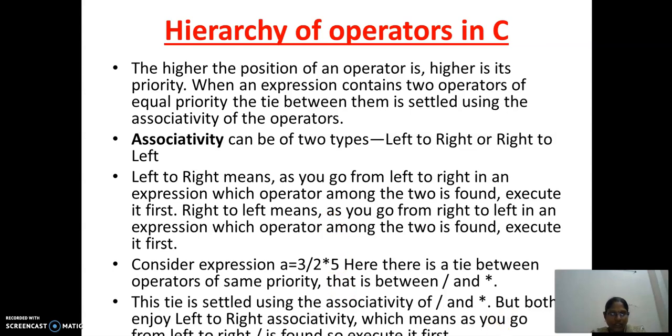See here, one expression I am having: 3 / 2 * 5. Divide and multiply have equal priority. Here there is a tie between the operators of the same priority, that is divide and multiply. Now you have to check the associativity. Here the associativity is left to right. That means you have to evaluate first the division, followed by the multiplication. 3 / 2 will give you only the quotient 1. 1 * 5 is equal to 5.